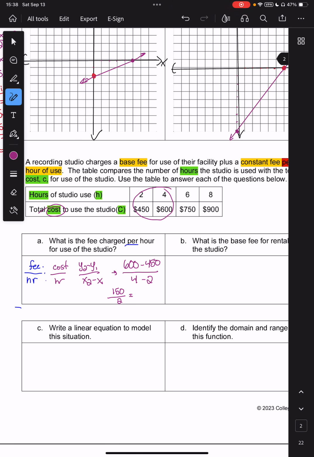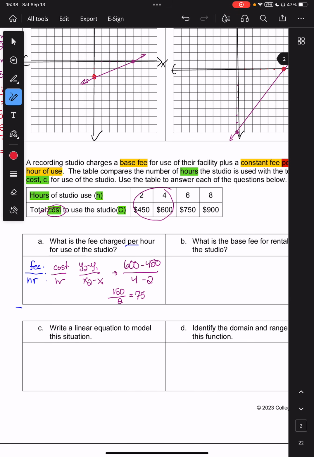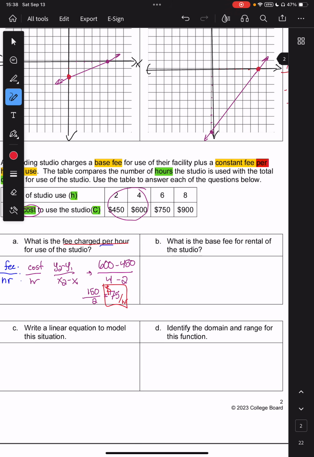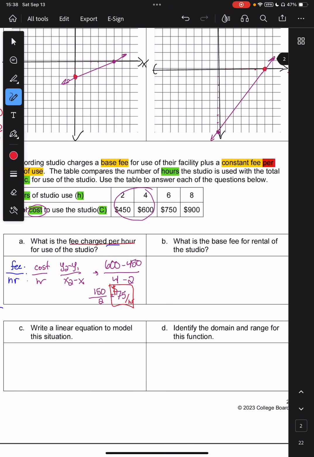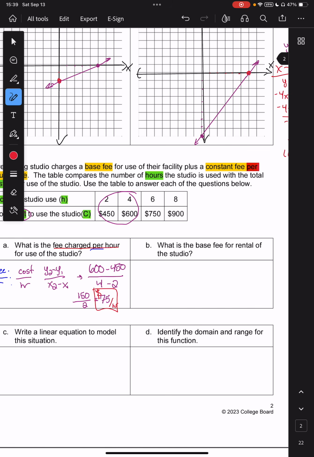So 150 divided by 2 is 75. And remember, the question says fee charged per hour. It's asking for our units. So it is $75 per hour. Or we write the dollar sign up here, $75 per hour. That is our answer for what is the fee charged. This number is going to be important later, and you'll see in question C.